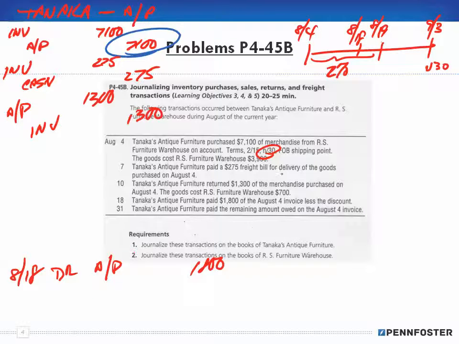And since it falls within the discount period, they're able to take a discount. You don't calculate the discount on the full 7,100 like we did in the previous problems, because there you're paying on the full amount. But in this case, you take the discount on the amount you're going to pay, of the accounts payable.